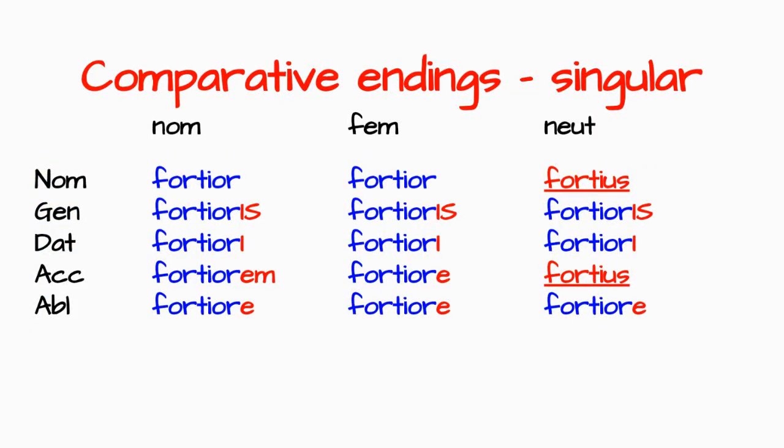We're just going to add third declension endings to the stem fortior. These are not i-stem endings, these are the same endings you'd use for rex, regis. Fortior, fortioris, fortiori, fortiorum, fortiore. The exception is, again, look at the neuter. Since the nominative is fortius, the accusative is fortius. But everywhere else, they all look alike.